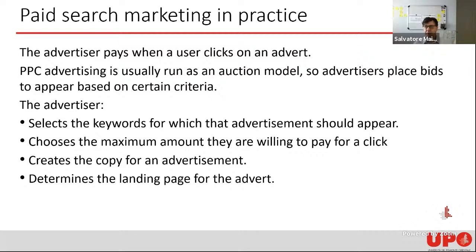So how does it work? Let's go into the details. As an advertiser, you're going to select a bunch of keywords that you want to pay for, right? You want to choose the amount of money you are willing to pay per click. You need to create a copy and an ad, and you're going to tell people where they're going to go once they click on your ad.